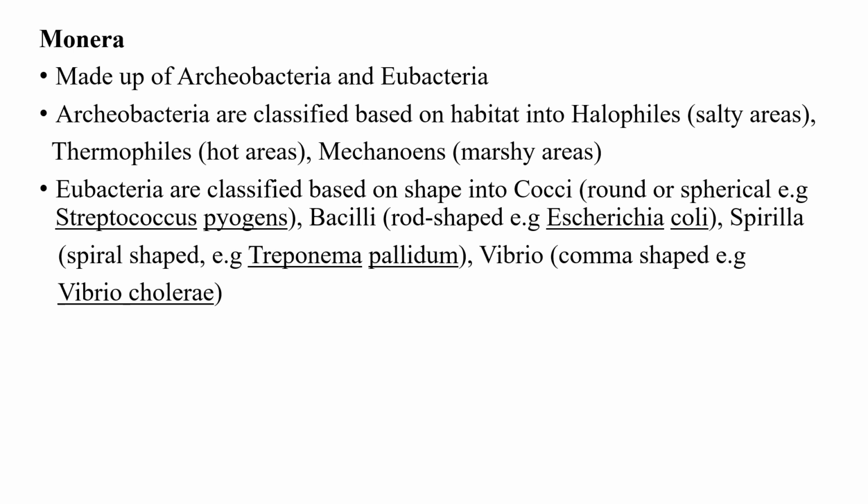So we have cocci. Cocci are those that are round or spherical in shape, with Streptococcus pyogenes as an example. Then we have those that are rod shaped. They are referred to as bacilli, with Escherichia coli as an example. We have those that have spiral shape. They are referred to as spirilla, and we have vibrios, those that are comma shaped.